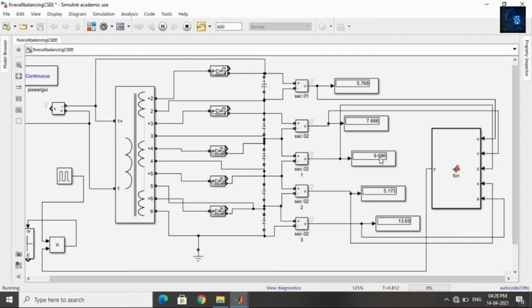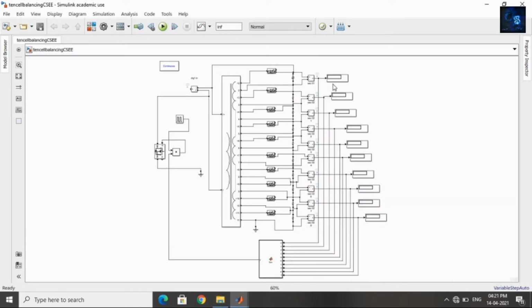After a few seconds the voltage will be equal. Now we will come to 10 cell balancing. Here is the design of 10 cell balancing. Here also I am using active cell balancing using a flyback transformer. Here is the transformer and here I am using 10 diodes, 10 capacitors. The capacitor will act as a cell.